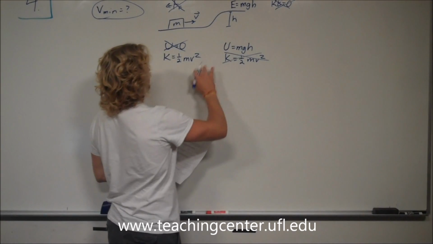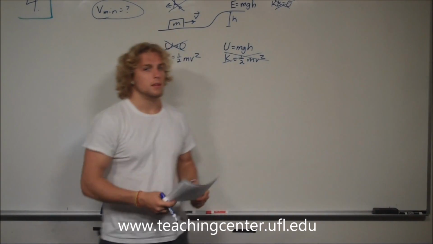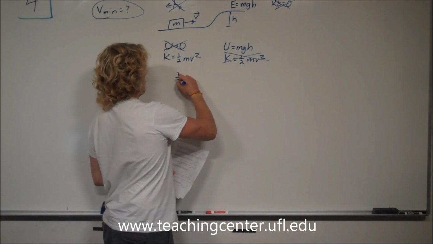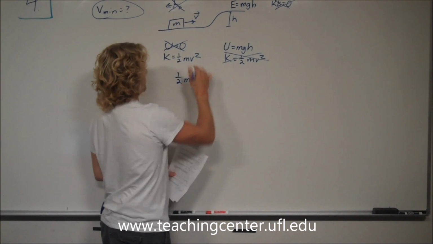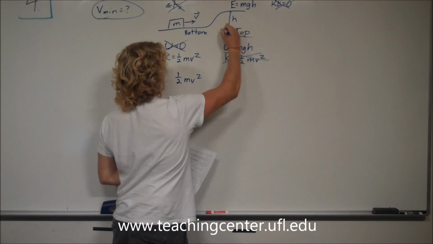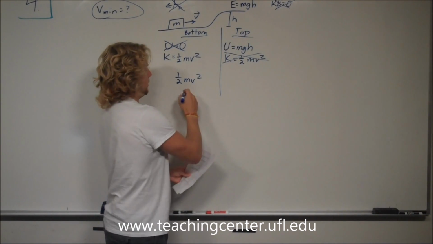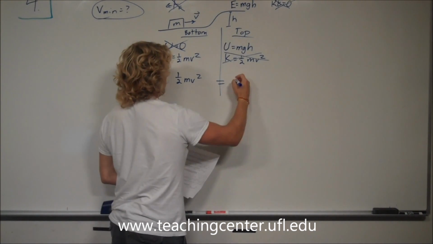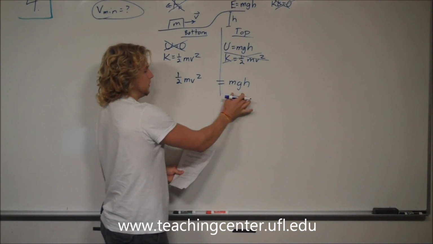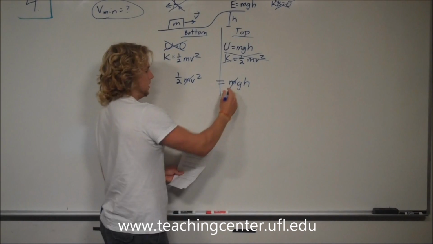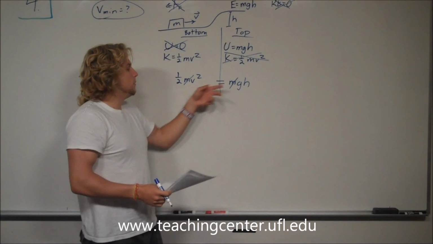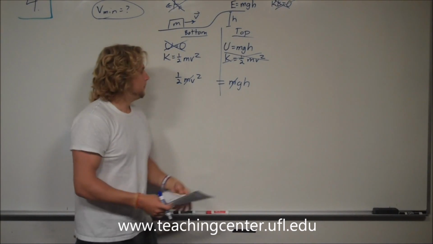Alright? So now let's go ahead and relate the two, because conservation of energy says that the energy here is going to equal the energy here. So we know that 1/2 mv squared at the bottom is equal to mgh up top. Alright, so now we see that there's this equation here. You can cross out the m's, because they're on both sides. If you divide both sides by m, they both cancel out.